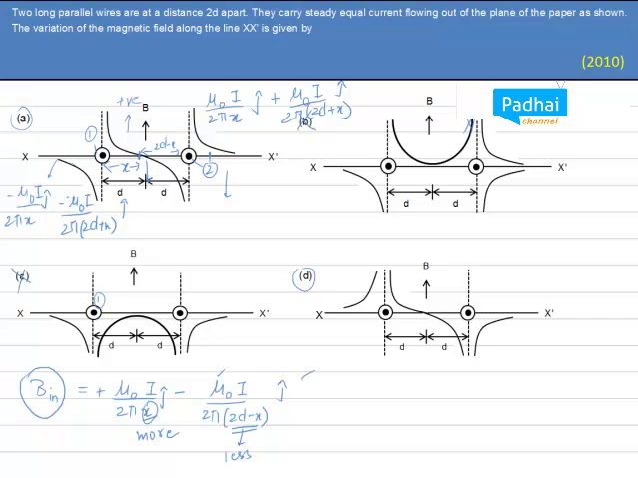So both of them will be negative over here because it will be in the downward direction due to both the wires, right? So that means option A is correct. Option D is incorrect because it is showing positive over here, rather it should be negative, and it is showing negative over here, rather it should be positive, right? So that means option D is also wrong. So that means option A is the correct answer.